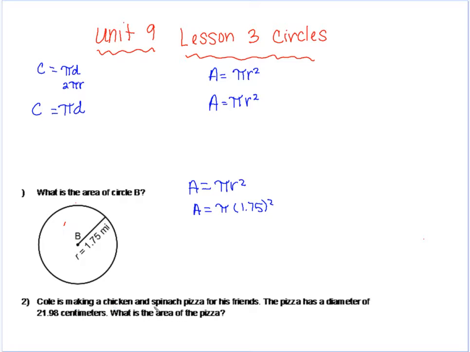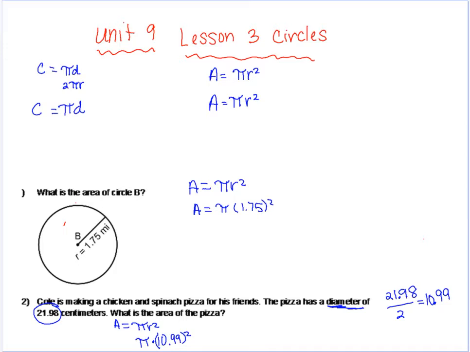Number 2. Cole was making a chicken and spinach pizza for his friends. The pizza has a diameter of 21.98. What's the area? So you need to divide the diameter by 2 before we can plug it into our equation. So let's do that. 21.98, divide that by 2. That gives 10.99. Take our equation. Area equals pi r squared. So pi times 10.99, and I want that squared.